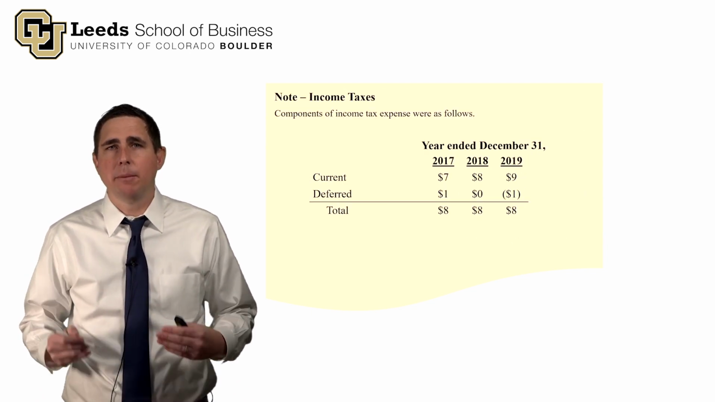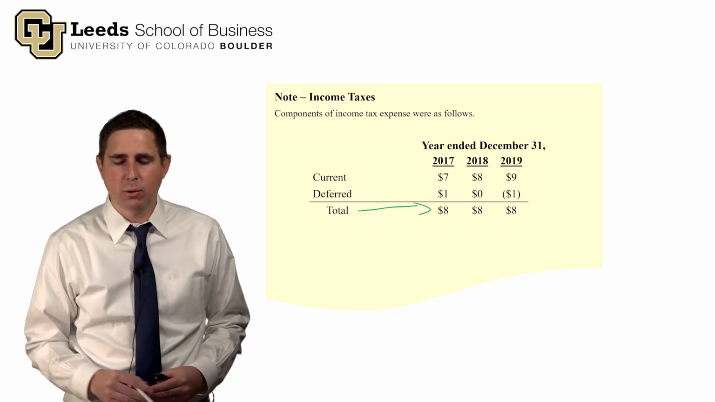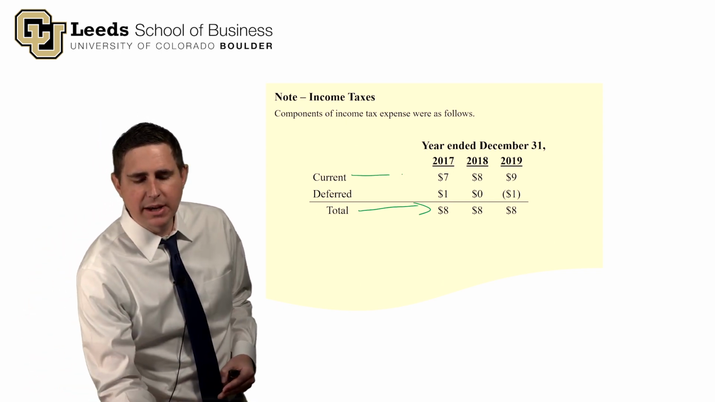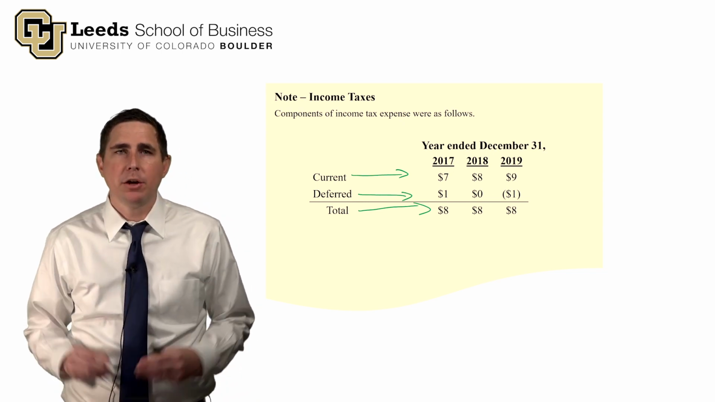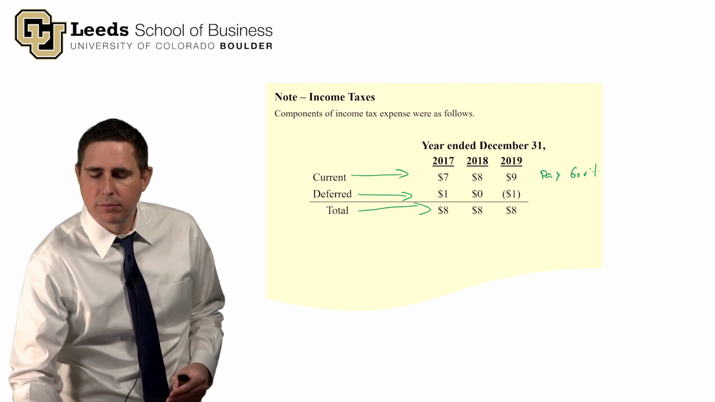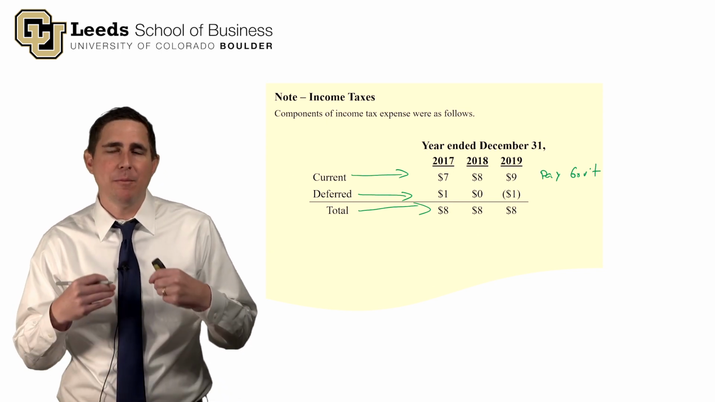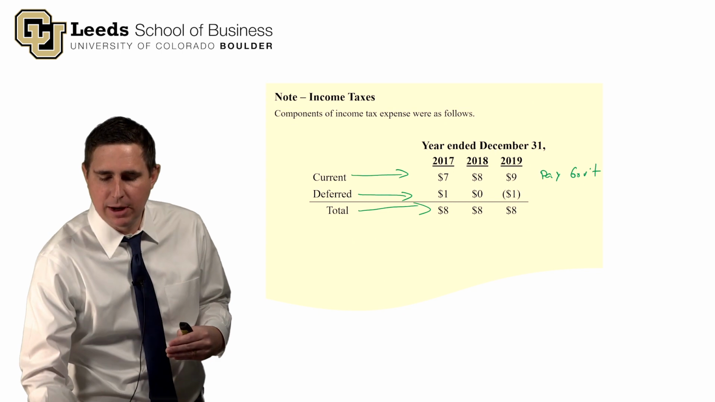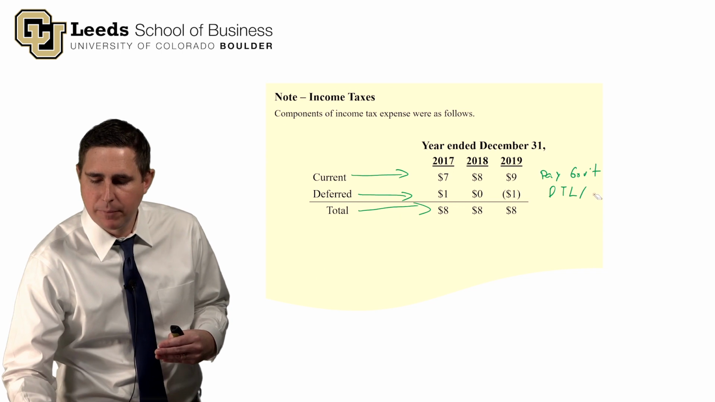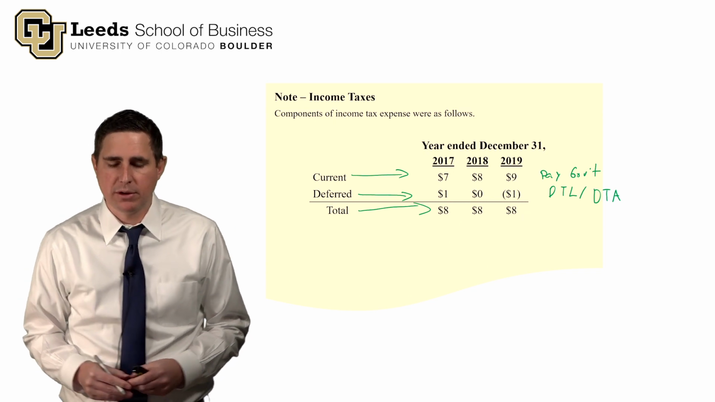And the first thing we'll see is the components of income tax expense. So total income tax expense here is $8 in 2017, 2018, and 2019. What are the components of that expense? Well, that expense has a current component and a deferred component. Current means what did you pay to the government? Deferred component is just what entries did you have to make to fix for those temporary differences, okay? So these are the amounts that go into the DTL or a deferred tax asset, either a deferred tax liability or a deferred tax asset, okay? That's what the deferred components are referring to.